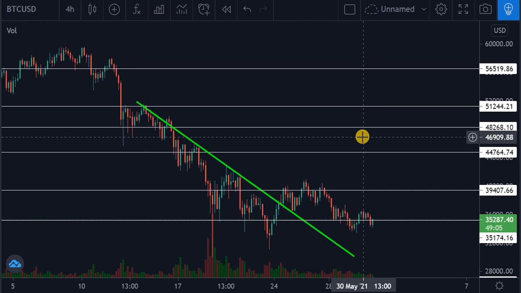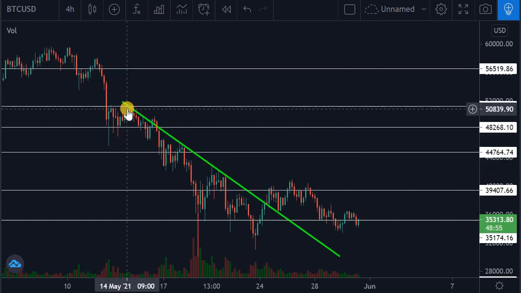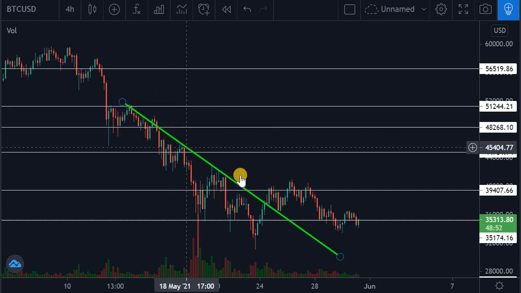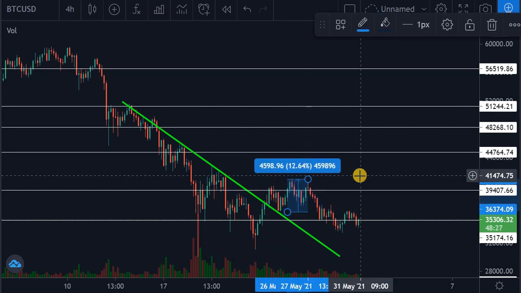the Bitcoin price. In my last video, I said something about this trend line. As you can see, this downward trend line, I said that if we break this trend line, we could go higher to the $40,000 region, and that is exactly what we did. Now, if you look at this price movement from the breakout to the top, this was a 12.64% move to the upside.